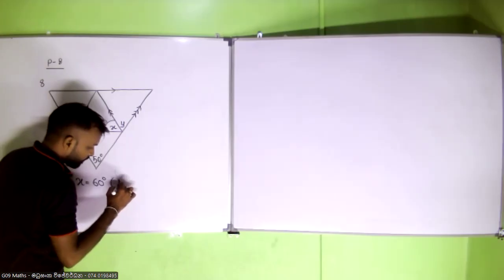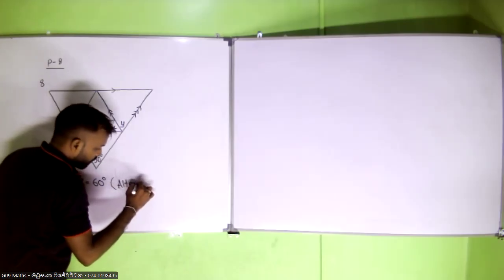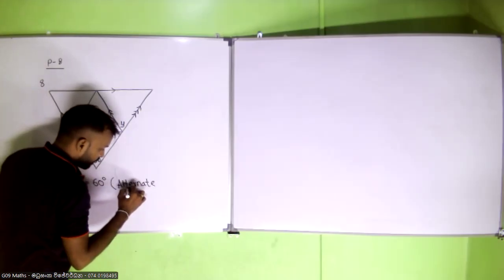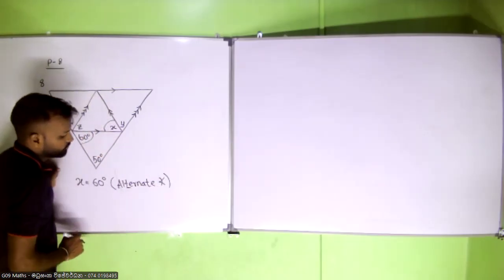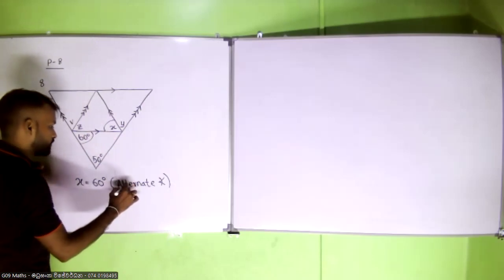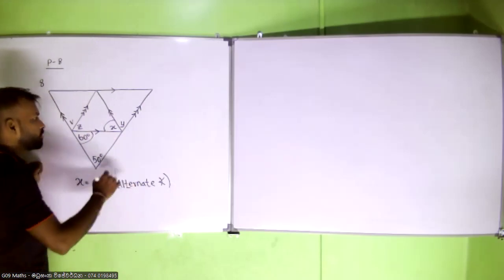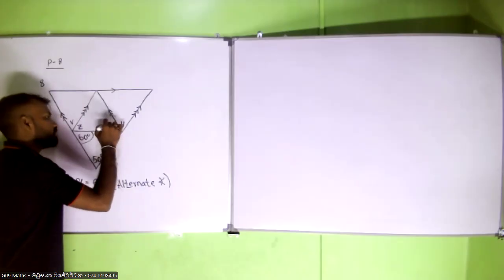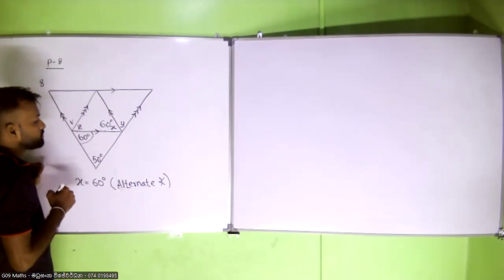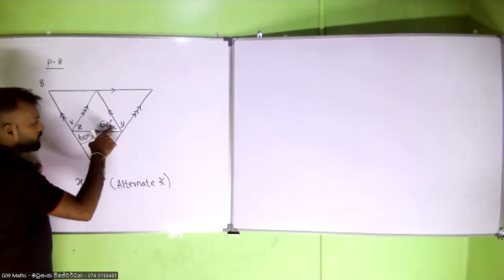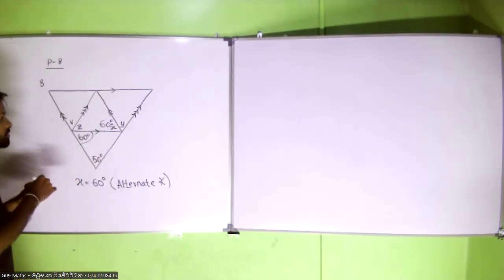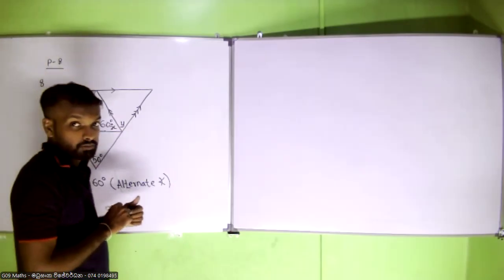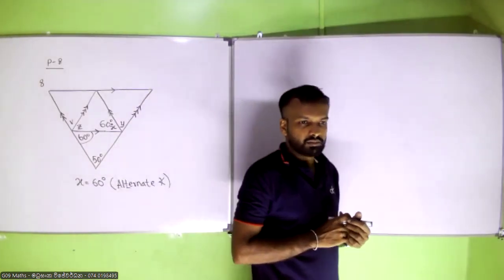The reason is alternate angles. Done. Now you know your x is 60. If x is equal to 60, what else can we find?